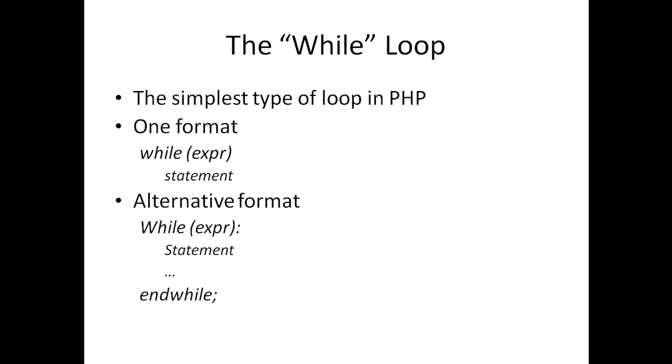So the first loop we'll talk about is the while loop. The while loop is the simplest type of loop in PHP, and it has a couple of different formats. The first one is you can just use while and then in parentheses put the expression followed by a statement. And of course, you can put braces around blocks of statements to create an entire while loop statement. Basically, as we talked about before, it's important to know in PHP what constitutes a statement. So you can put braces around statements inside the while loop to essentially open and close the while loop.